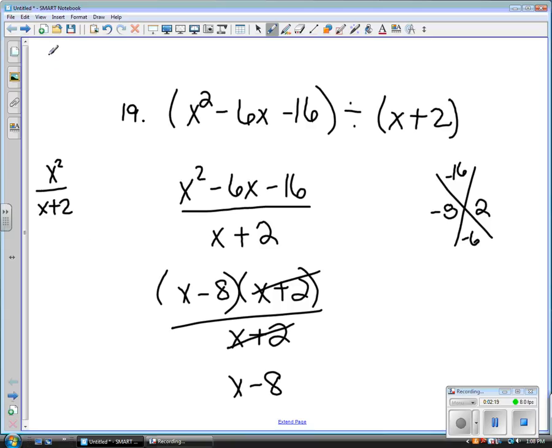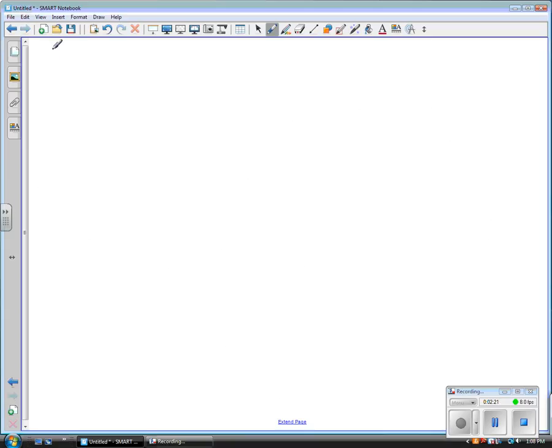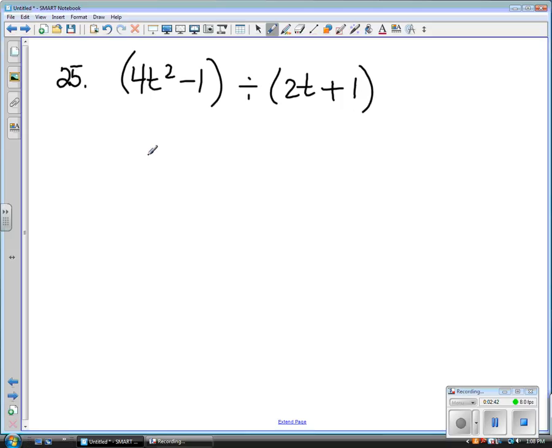Next question off the top ones. Nobody else has a question on 13 through 27? Do 25. Okay, so 25 said 4t squared minus 1, and that was divided by 2t plus 1. So first thing I'm going to do is write it with a polynomial over a polynomial.